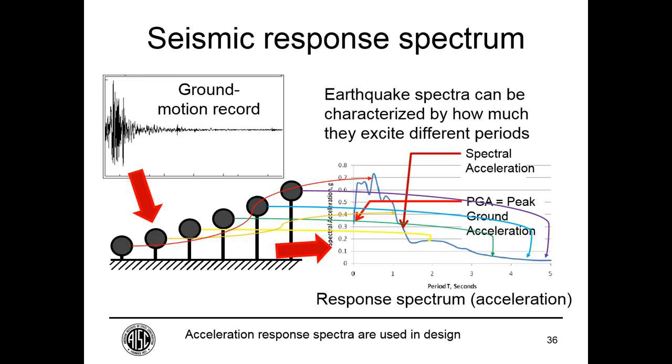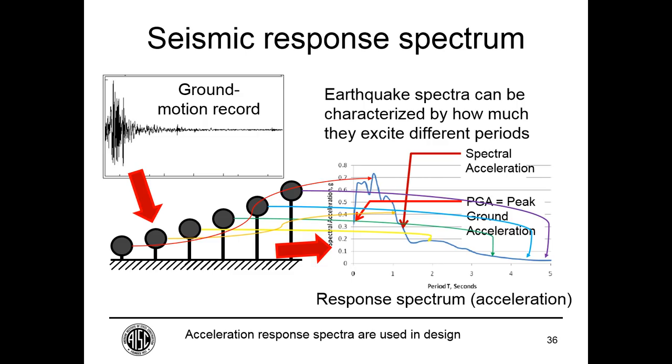And you could create a spectrum like this with elastic oscillators or with oscillators with some degree of damping. You can do it with hysteretic models as well. Typically, what has been done is creating a spectrum with elastic oscillators with a defined level of damping. And if you do that for a number of earthquakes, each earthquake gives some sort of spectrum like this.